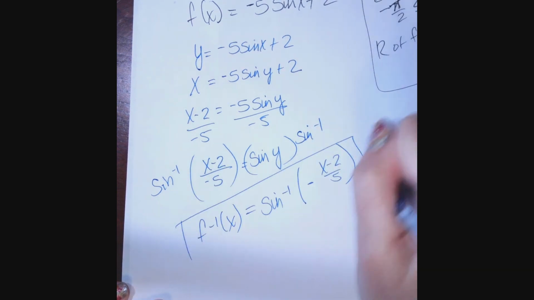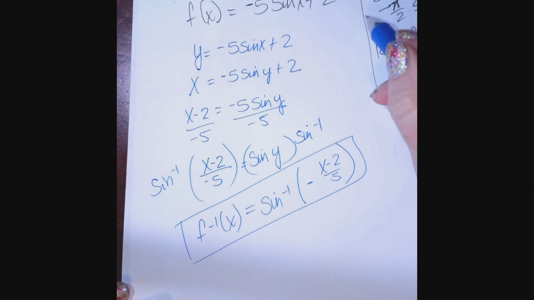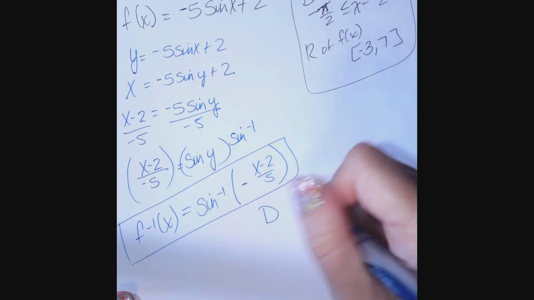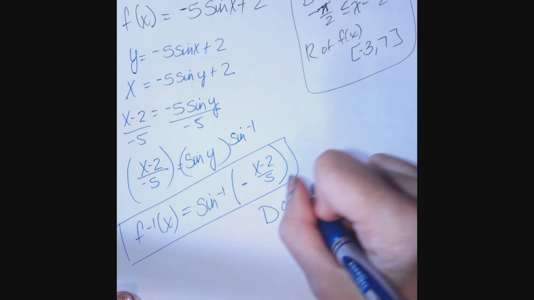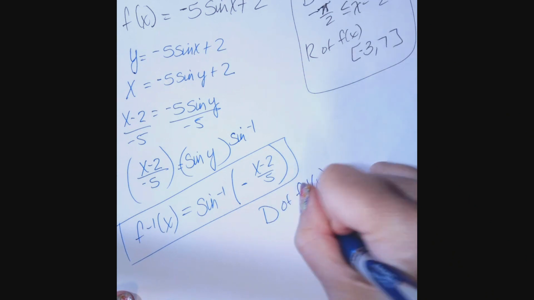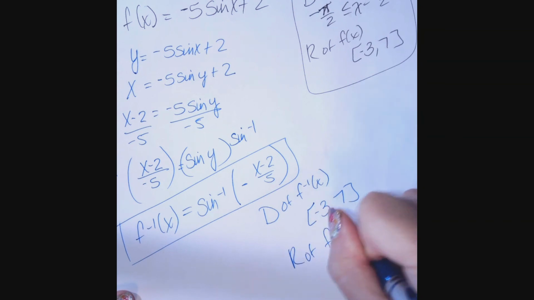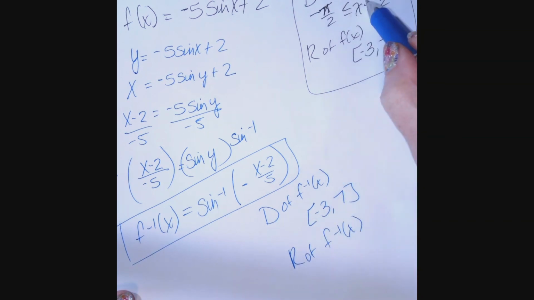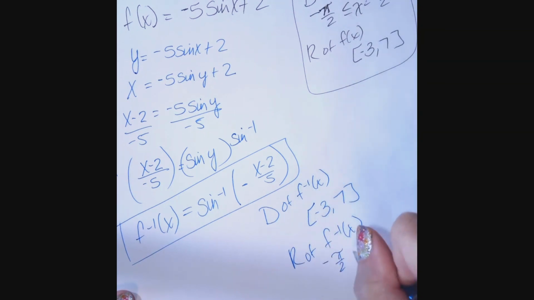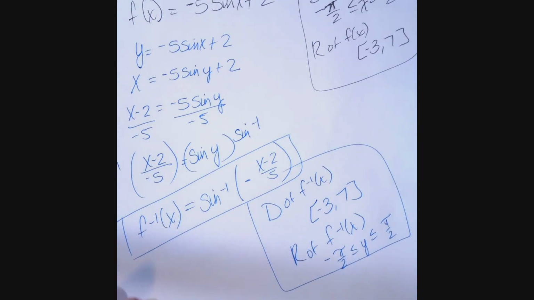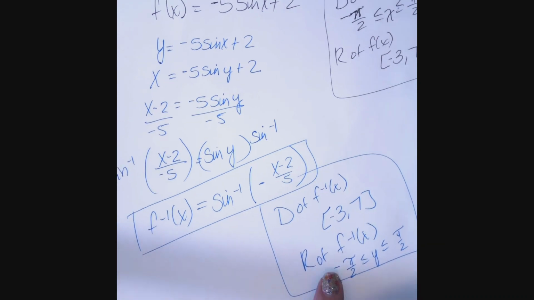And I'm done there. And I already found the domain and range of my original function, so I say, okay, that means the domain of the inverse is going to be from -3 to 7. And the range of the inverse would be from -π/2 to +π/2.